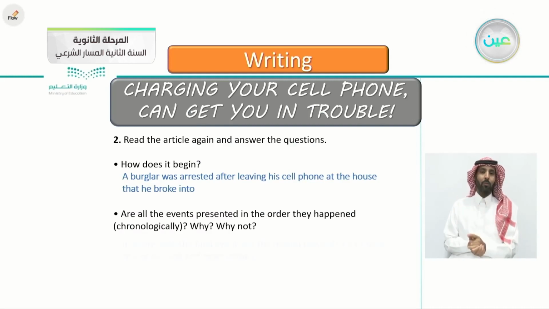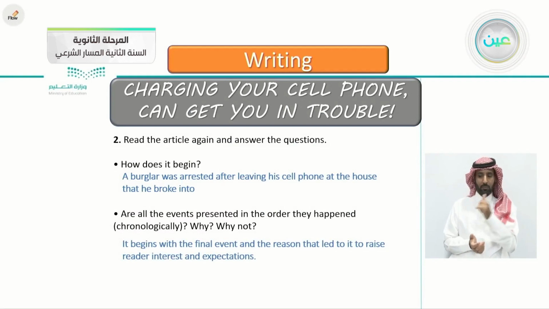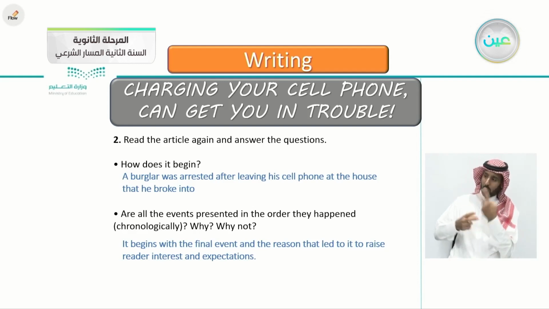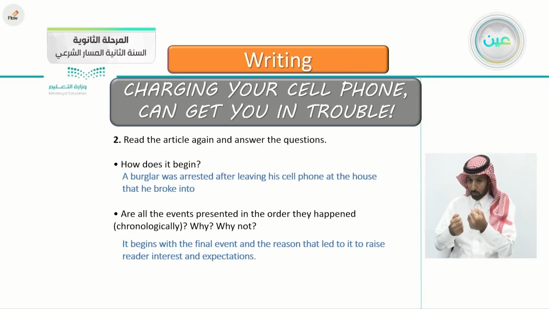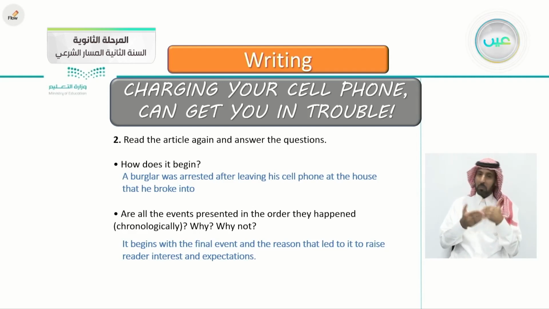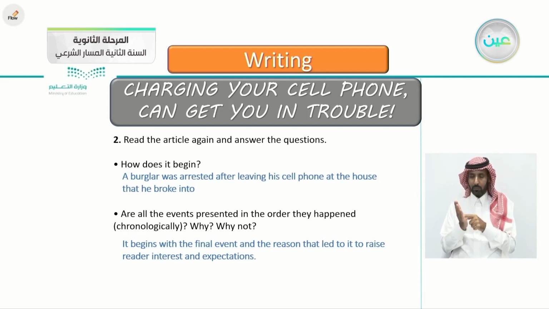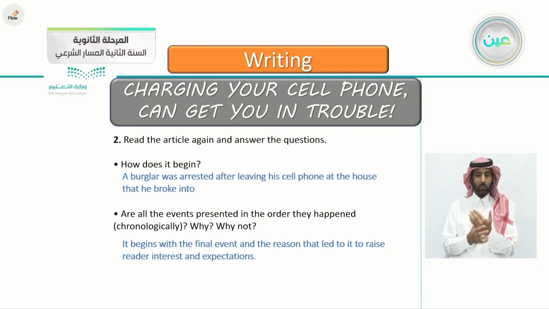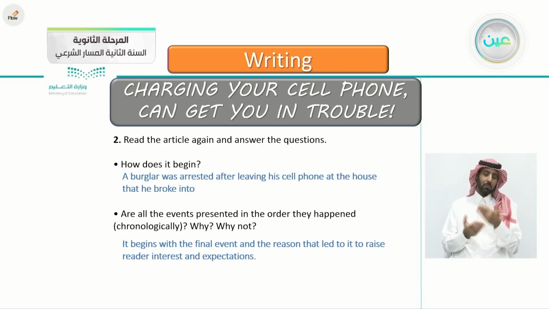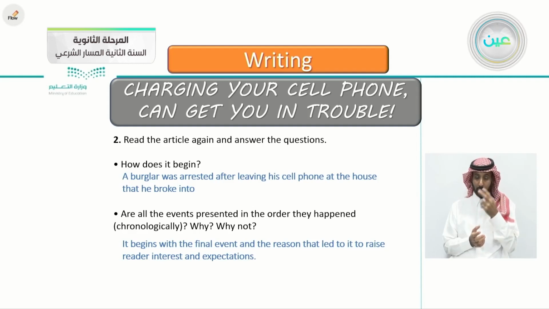So this is a very obvious answer here. It begins with the final event, and the reason that led to it, to raise reader interest and expectations, and how it led to him being arrested. Why? To raise the reader's interest, attention, and expectation, to make you want to know what happened.